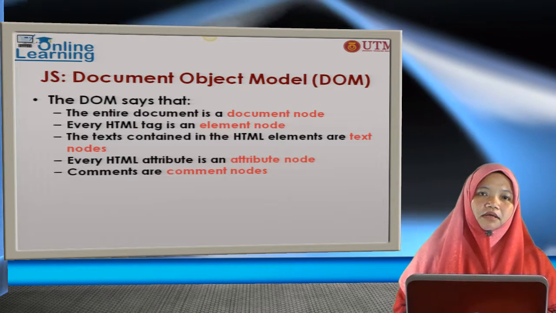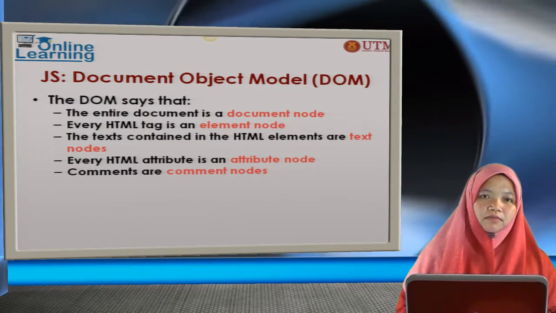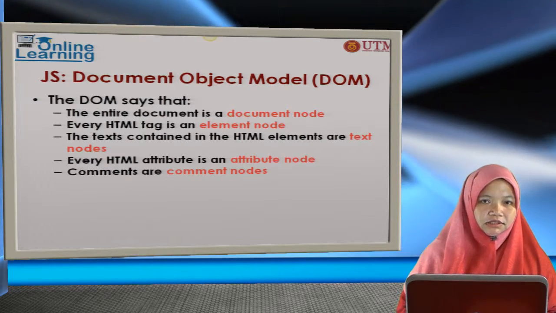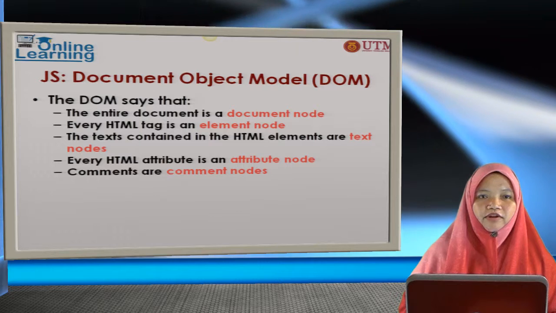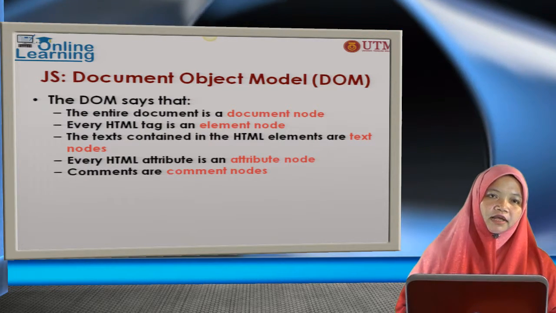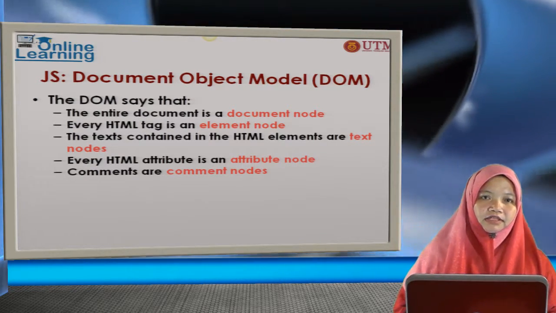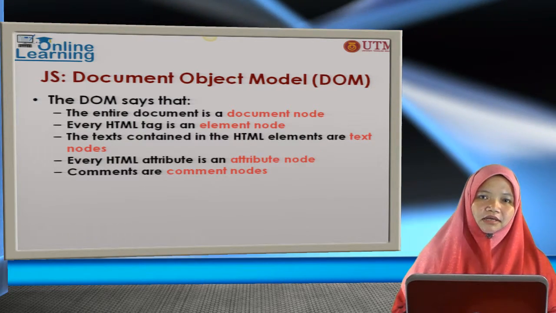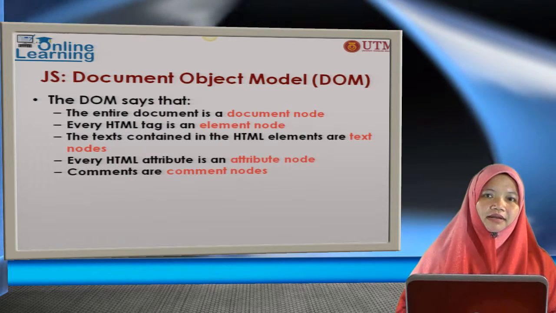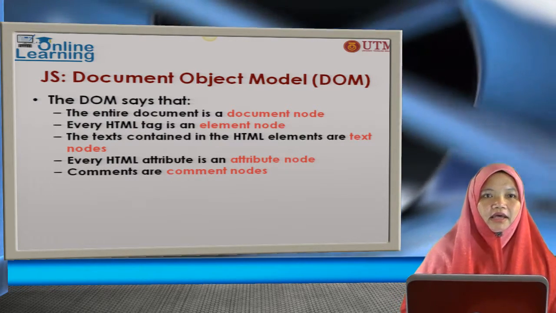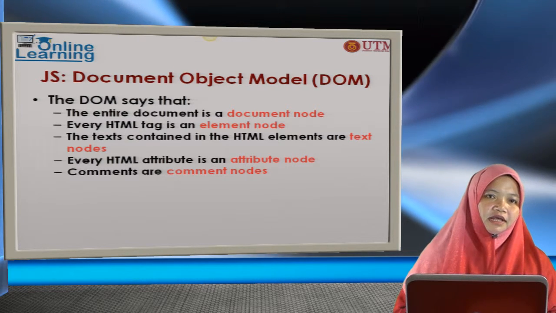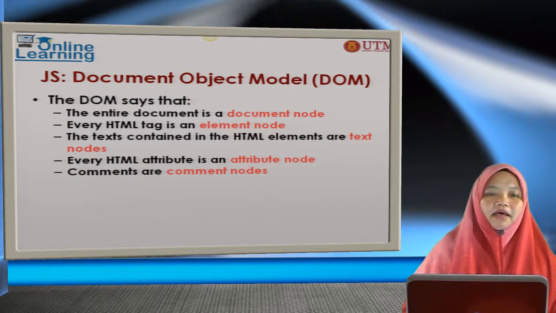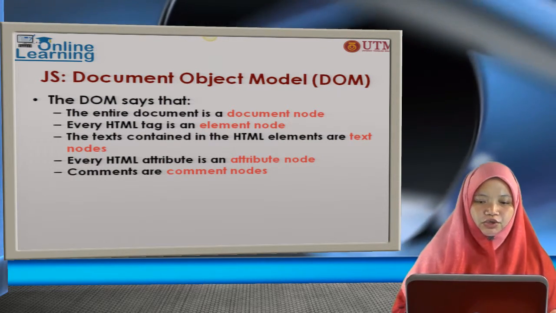If we call DOM, normally DOM refers to the document nodes, and it also refers to all HTML elements involved in your HTML document as element nodes. And then all the text in your HTML elements, we call text nodes. Every HTML attribute involved in your HTML document, we call an attribute node. And any comments, you call comment nodes.